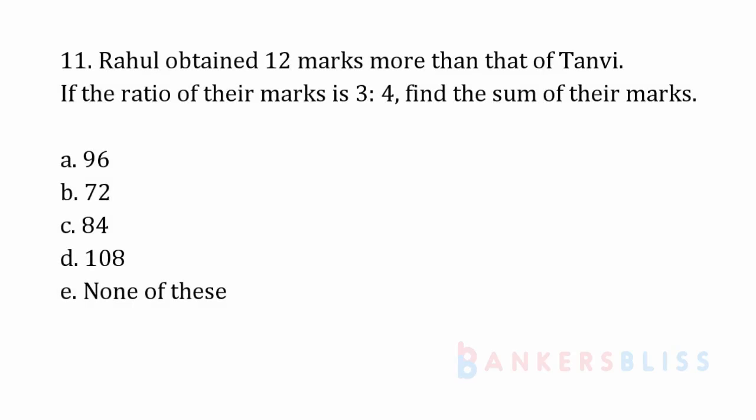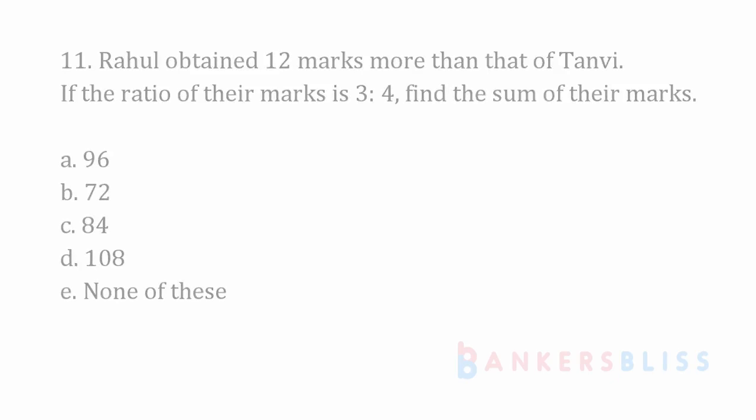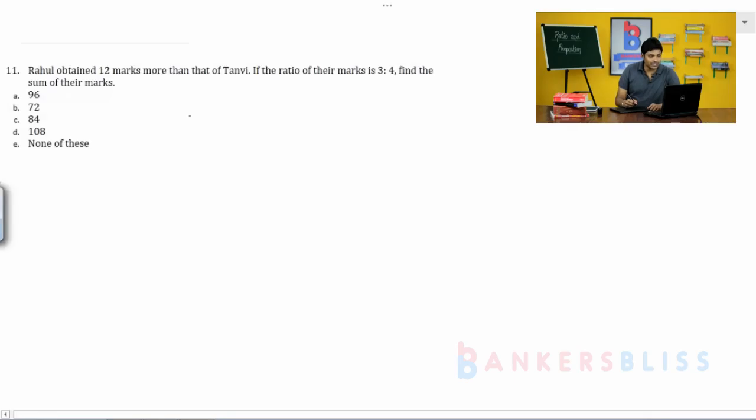Problem number 11. Rahul obtained 12 marks more than that of Tanvi. If the ratio of their marks is 3:4, find the sum of their marks. See here, Rahul obtained 12 marks more than Tanvi. If the ratio of their marks is 3:4, who is obtaining more marks? Rahul is obtaining more marks. Therefore, Rahul is to Tanvi you have to calculate. Rahul is to Tanvi is 4:3.